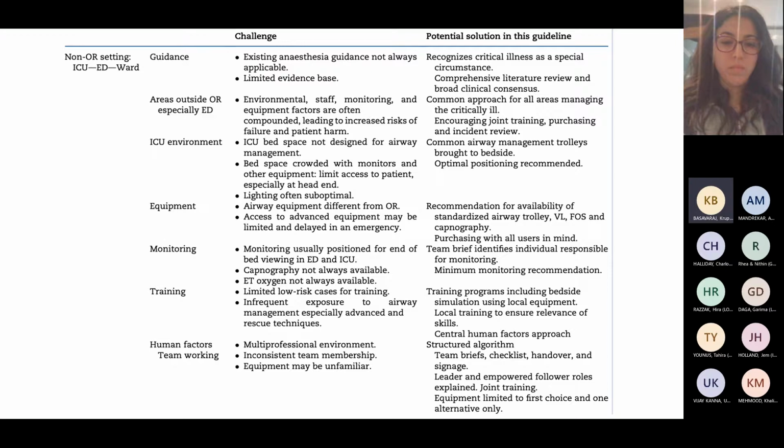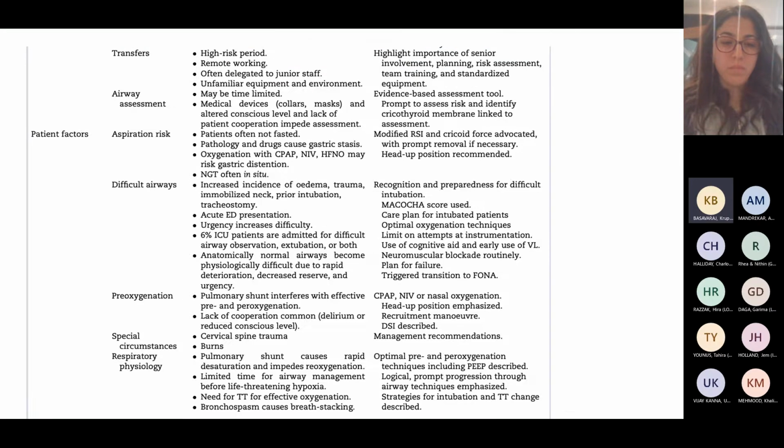Monitoring, again, we've just said that. Training, yes, but the thing is there are limited low risk cases for training. That becomes another problem. So the only thing is by doing local simulations we can come across these, and human factors, again, are the most important.